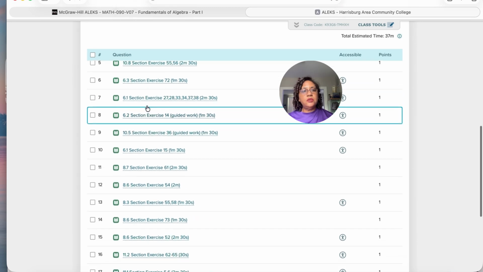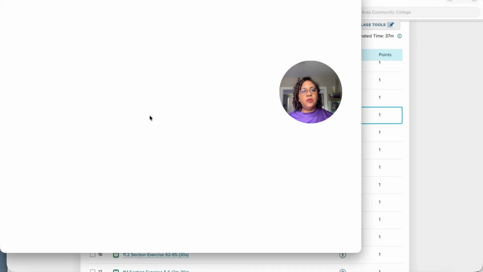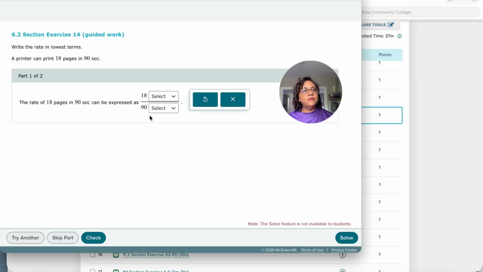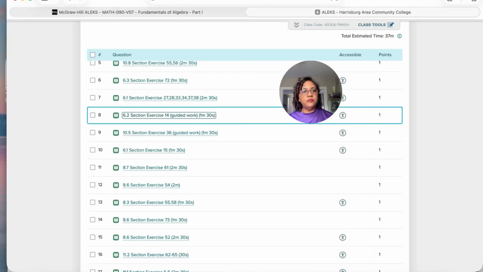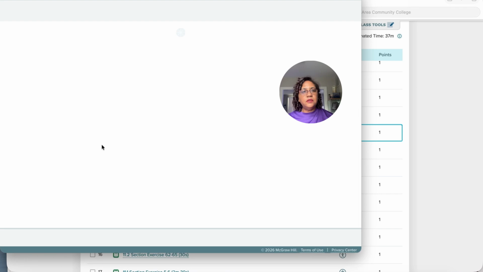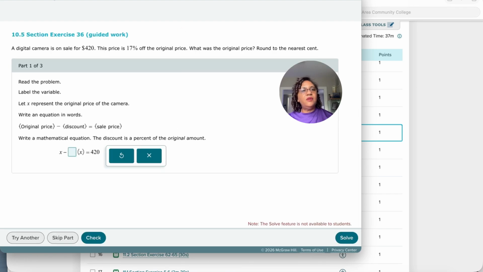Look at 6.2. You just write it in lowest terms. Simple enough. 10.5. Did I look at that already? No. So you're just gonna calculate the discount. They're taking you step by step, but you can just change this to a decimal.